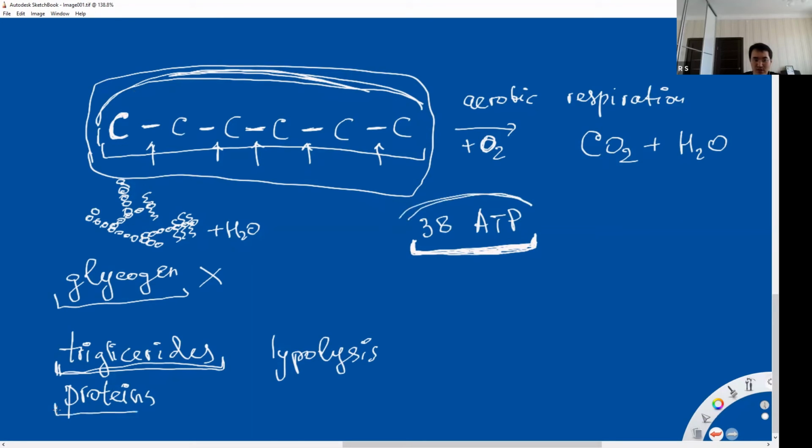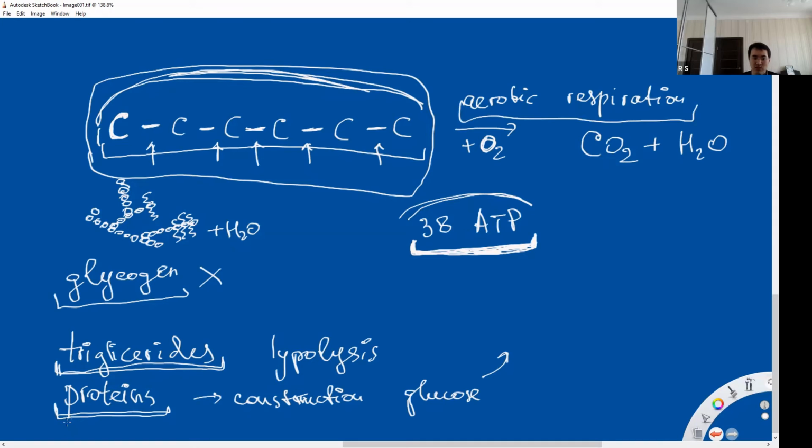And if you take proteins, it first goes to the construction of glucose, and then it goes to this aerobic respiration. That's why when people stop eating, they easily lose weight. So they lose kilos because they lose triglycerides. First of all, they lose glycogen, then they start losing the triglycerides, and then proteins.